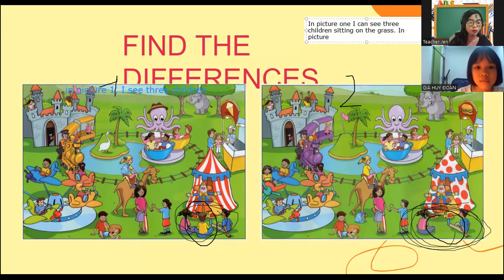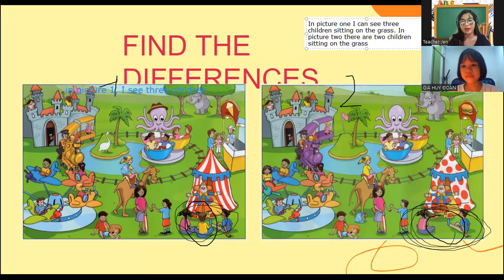Okay, in picture two, there are two. So look carefully at my writing, the spelling and the punctuation. In picture two, there are two children sitting on the grass. Okay, so those are the differences. Hannah, in picture one, I can see three children sitting on the grass. In picture two, I can see two children sitting on the grass.